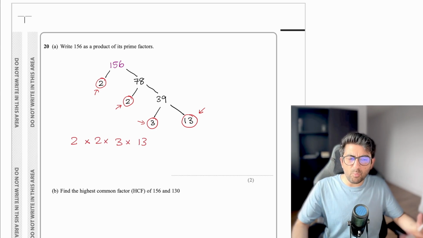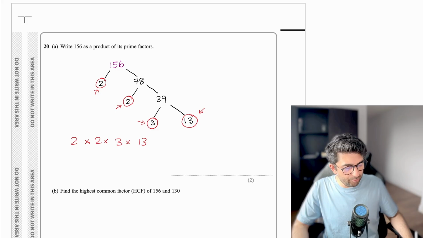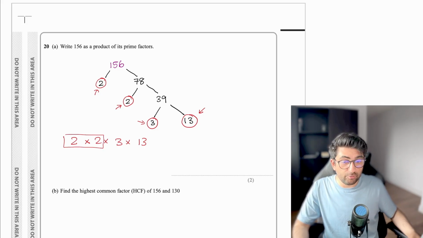Okay, so how can we simplify that? Can we simplify this multiplication at all? So 2 times 2, I think I can make that into 2 squared. 3 and 13, there's nothing I can simplify there, so I'll just leave it like that. And that is our answer.